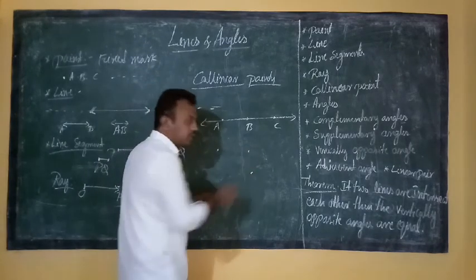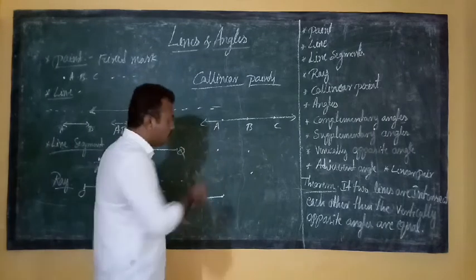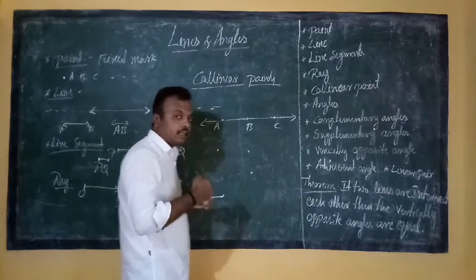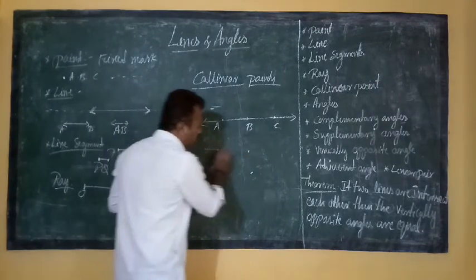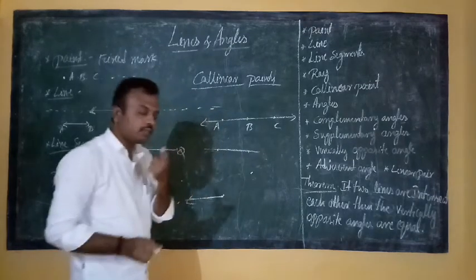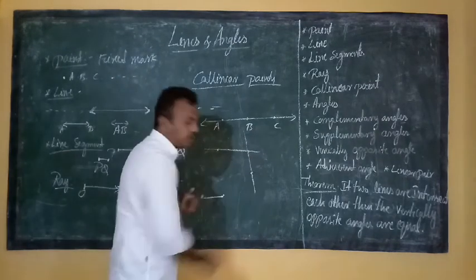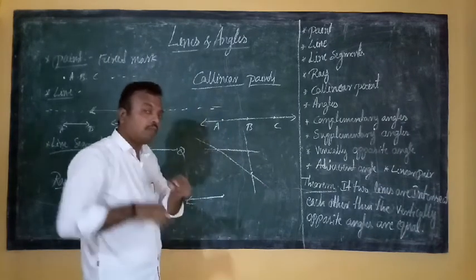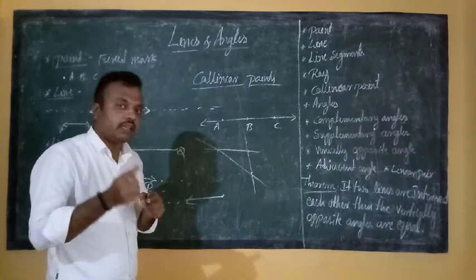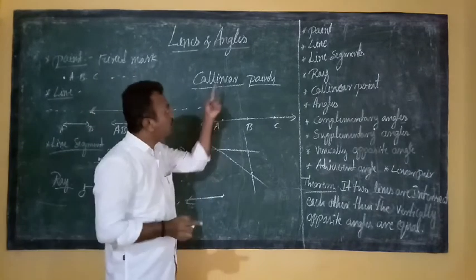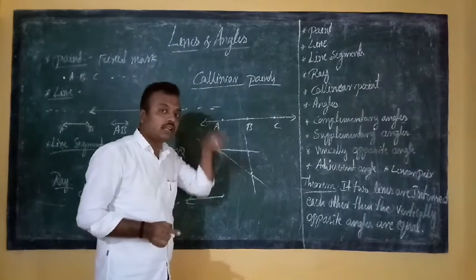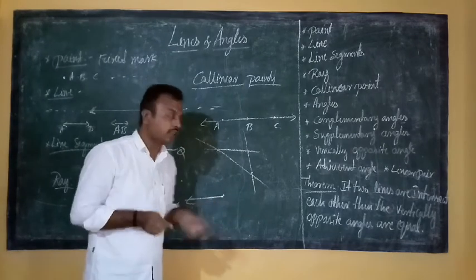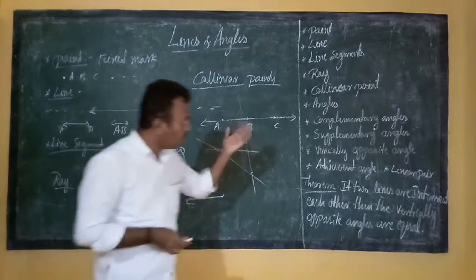So these points are non-collinear because these three points are not lying on the same straight line. Any two points are on the same straight line, but three or more points lying on the same straight line are called collinear points. If they do not lie on the same straight line, we call them non-collinear points. Understand? So next one, angles.